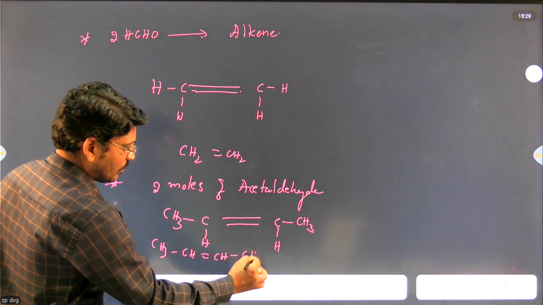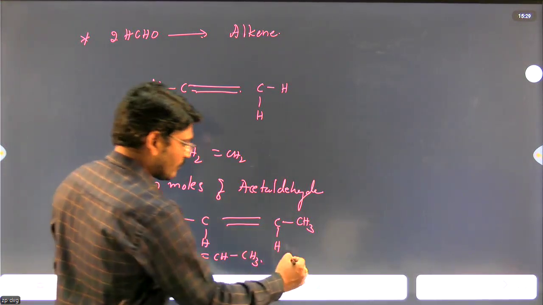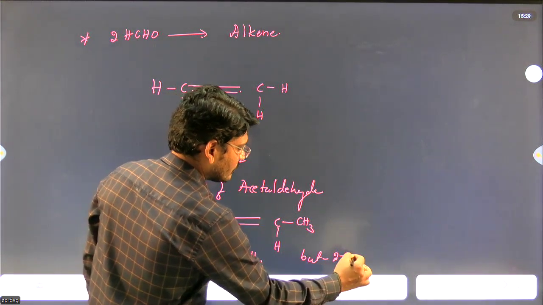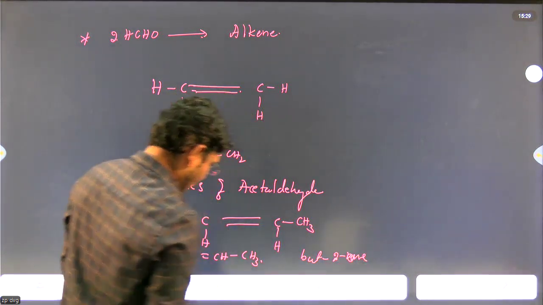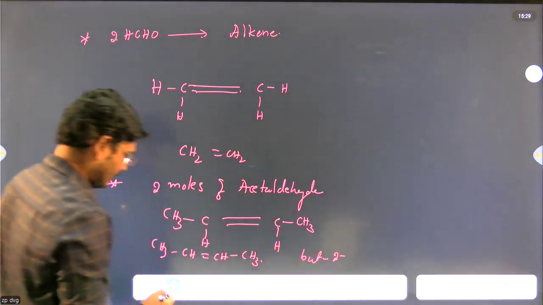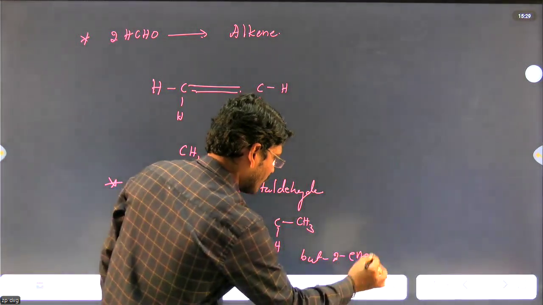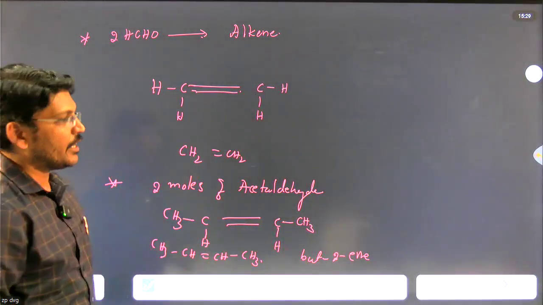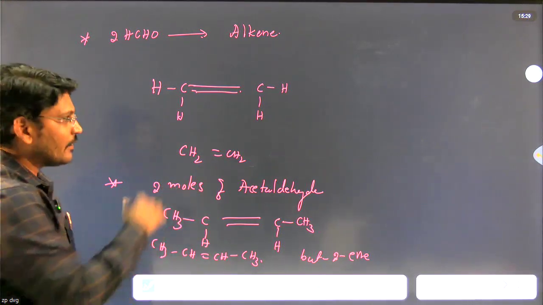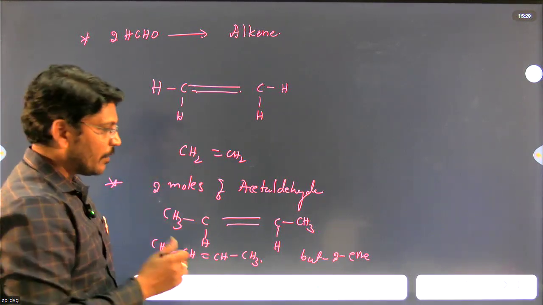It contains one more component as CH3. The name of this compound is butadiene. If you use this particular component, definitely we are getting 2 moles of acetaldehyde. So this is one more important piece of information regarding the reverse of ozonolysis, right? So we have to find out the reactant this way.